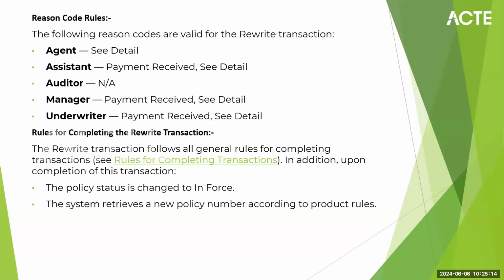The rules for completing the rewrite transaction. Policy status should be changed to enforced. Once you have done the rewrite transaction, the policy status will be changed to enforced from cancelled. The system registers a new policy number according to the product rule. When you rewrite now, a new policy number will be generated.